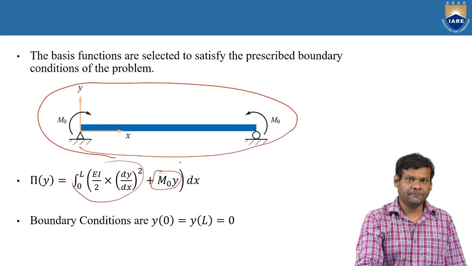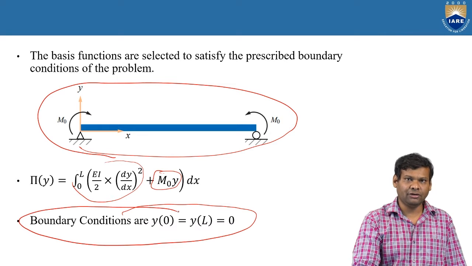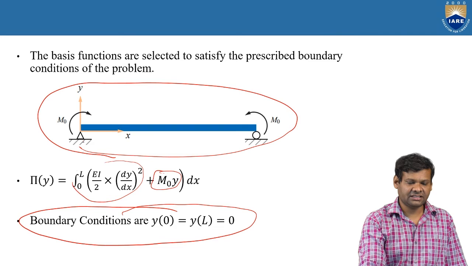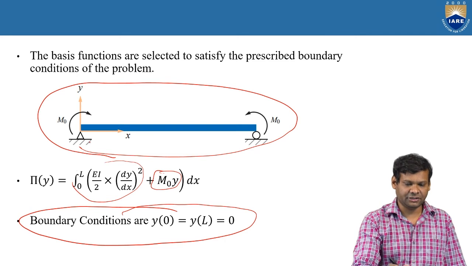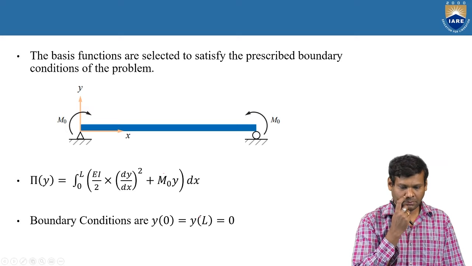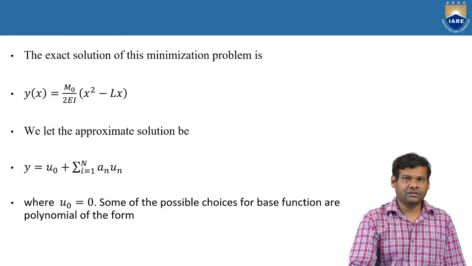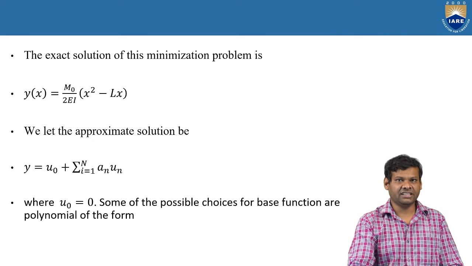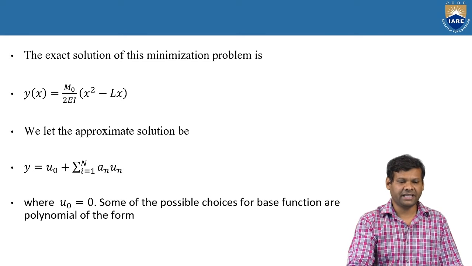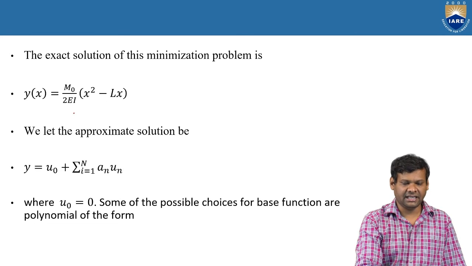And for this system, these are the following boundary conditions. When you clearly look into the picture, the deflections produced at the ends are zero. Finally, the exact solution for the given problem is given in solid mechanics, which is M0 divided by 2EI into x squared minus Lx.